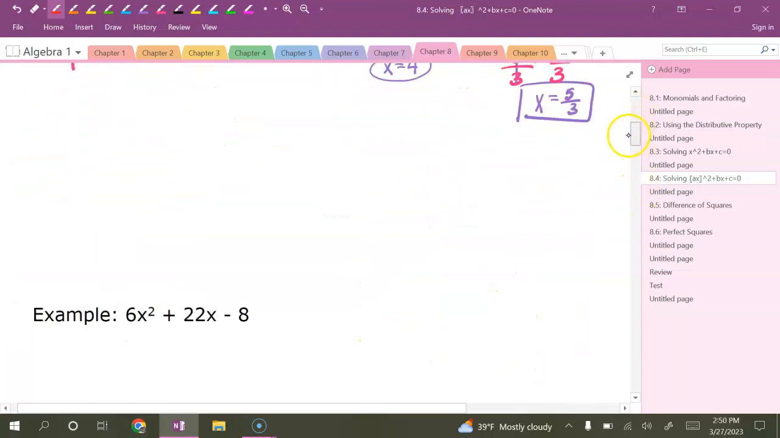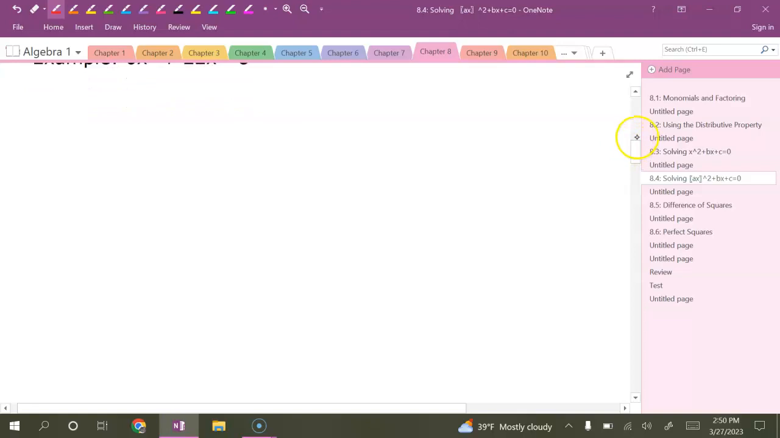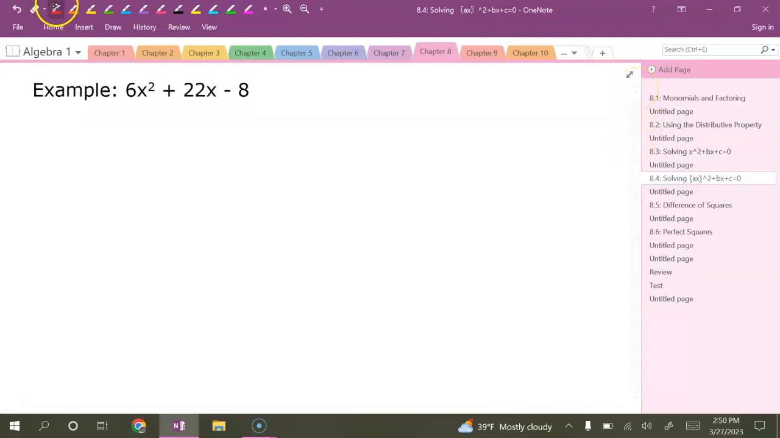All right, let's take a look at another example here together. Now, before we jump straight into the same steps that we did in that last example, I want us to just take a look at these numbers that we have in this problem. We have a 6, we have a 22, and we have an 8. What I think that I'm going to do first to kind of make this problem a little bit easier on myself is I'm going to take a 2 out of everything.